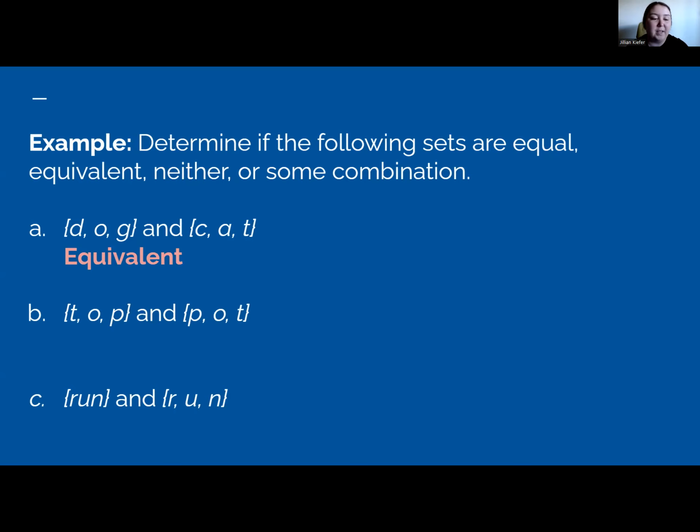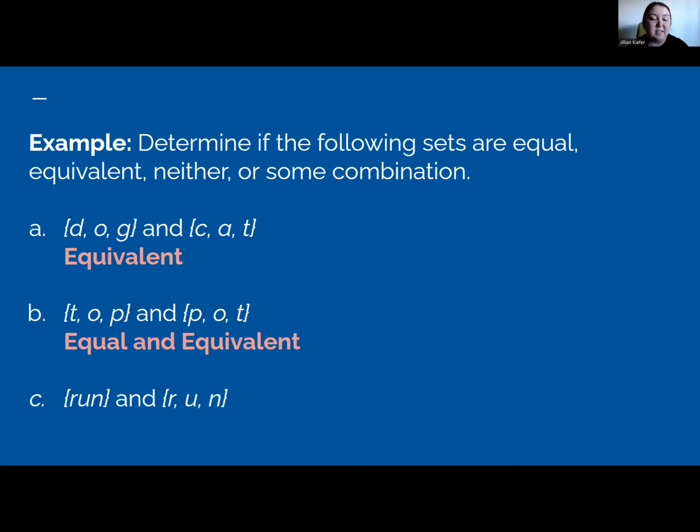Now going on to B. We have TOP and POT. So we see, yes, they do have the same letters. They both contain T, they both contain O, and they both contain P, and there are no extras either. So yes, they do have the same elements. They both have a cardinality of 3. So they are equivalent and they are equal. Same exact members, which also indicates the same cardinality.